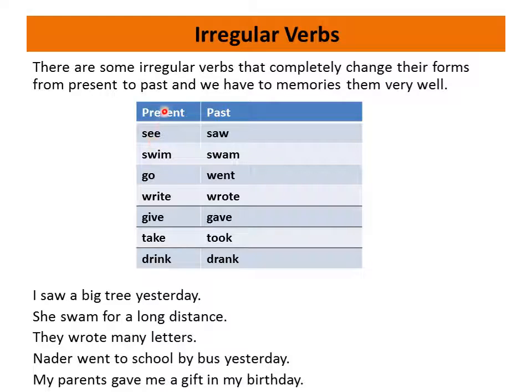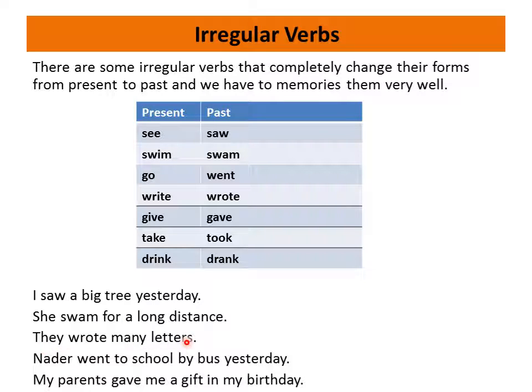So see, in the present, in the past, we change it to: swim, swam; go, went; write, wrote; give, gave; take, took; drink, drank. So with these verbs, I can't add ed. See, it completely changed. The spelling changed. For example, I saw a big tree yesterday. I can't say I seed. No, I saw. She swam for a long distance.